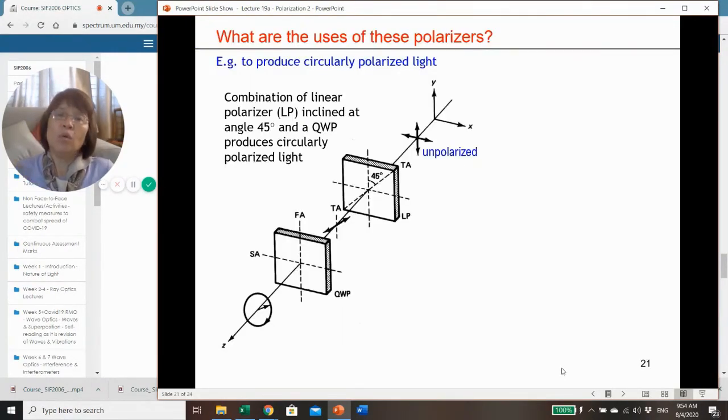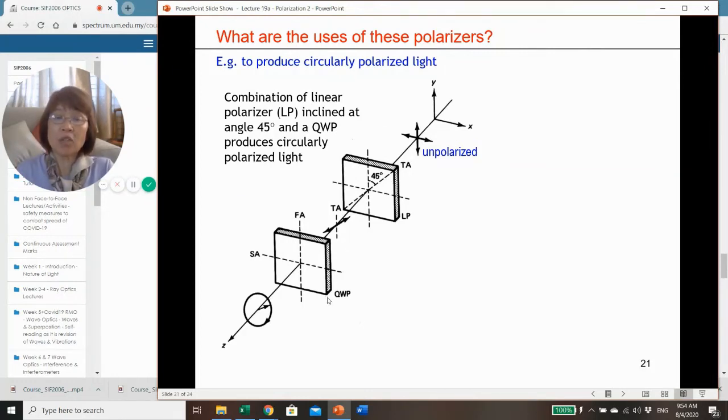Now, what are the uses of this polarizer? Well, we have already discussed in a previous lecture how to produce circularly polarized light by using a linear polarizer. You create a linear polarization from unpolarized light at an angle inclined at 45 degrees, which you can resolve into a vertical and a horizontal component of equal amplitude.